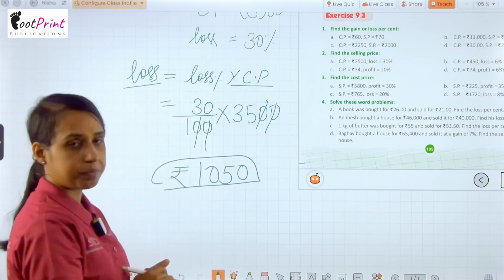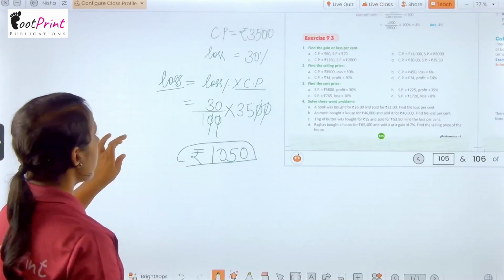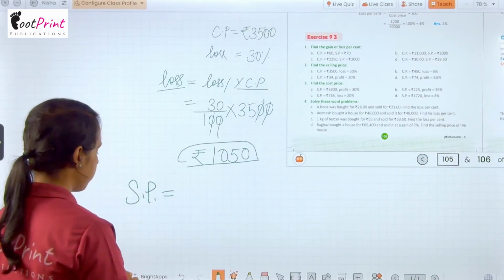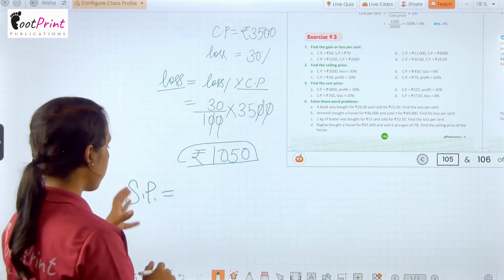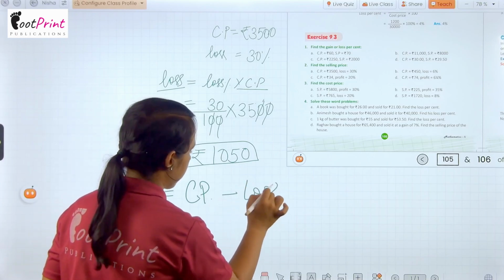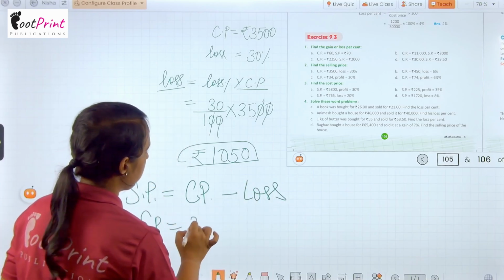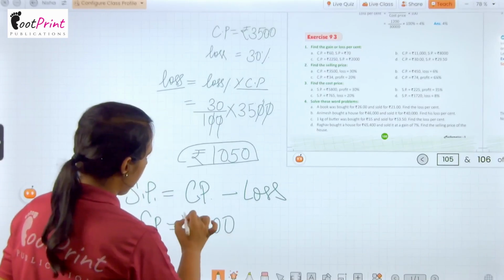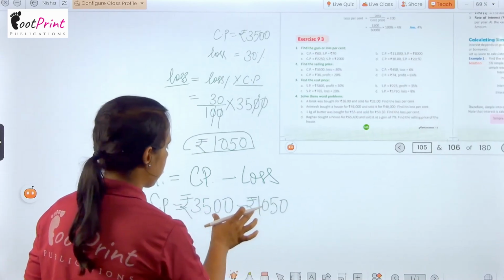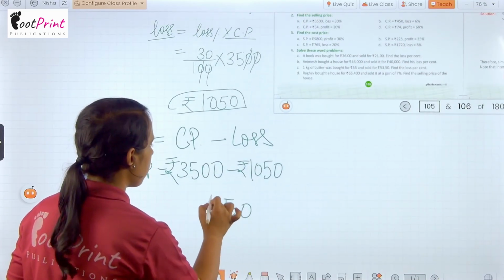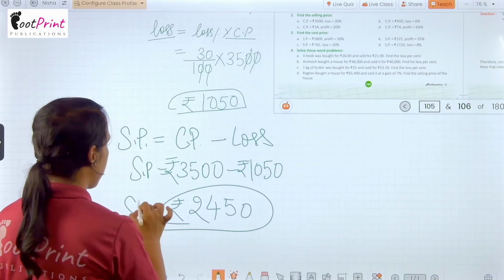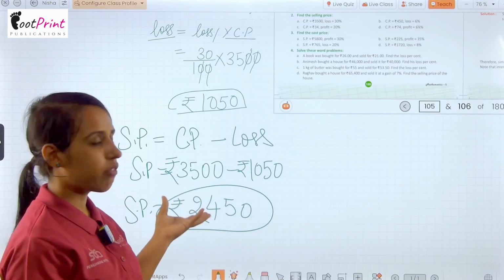Here we get 0, 3 5s are 15, 1 3s are 9, 1,050 rupees. This is the loss only. Okay, and we have to find out the SP. And we know that how to find out SP, we have CP. So we subtract loss from the CP. So CP is here 3,500 rupees and loss is 1,050 rupees. And after subtracting it, we get here 0, 5, 4 and 2. 2,450. This is our SP. Okay, so in this manner you can find it easily.